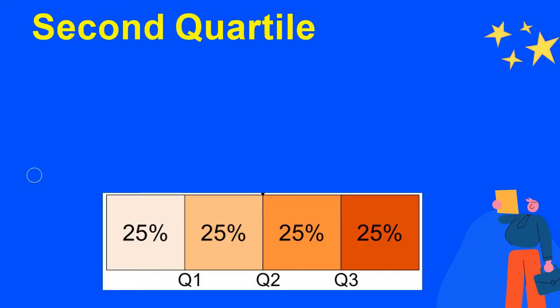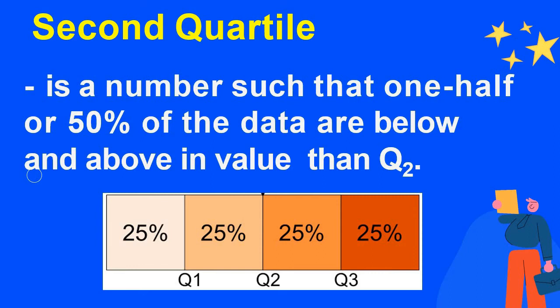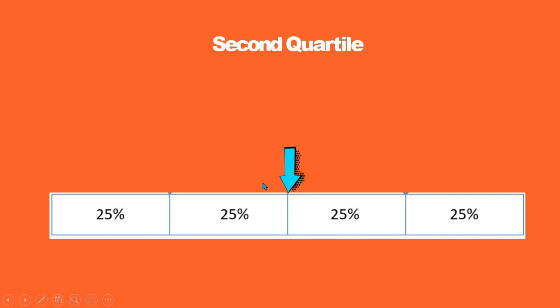Let's proceed to the second quartile. What is the second quartile? It is a number such that 1/2 or 50% of the data are below it and above it in value. In our illustration here, this is the second quartile. On the left part is the 50% of the data lower than the second quartile. On the right side is the 50% of the data above in value than the second quartile. Another term for second quartile is middle quartile or median, or we can also write Q2 or Q sub 2.